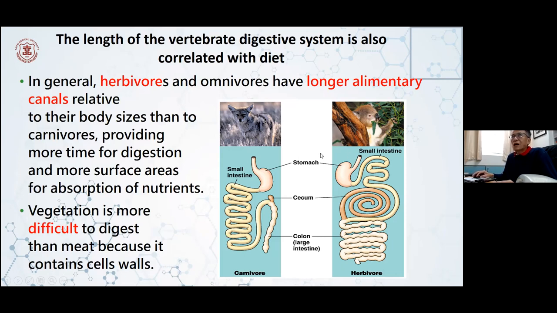Because herbivores eat plants, and the plant cell has a cell wall, it takes a long time. It needs some bacteria to help digest the cellulose. So vegetation is more difficult to digest, and herbivores have a longer alimentary canal than carnivores.